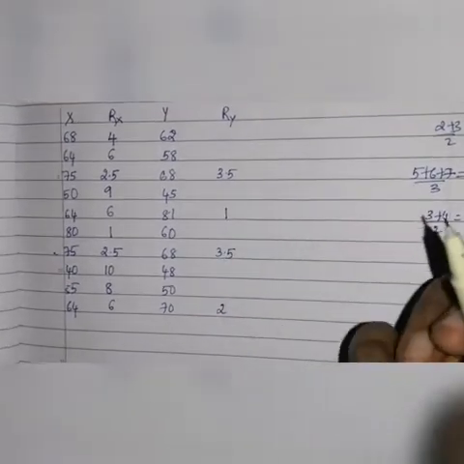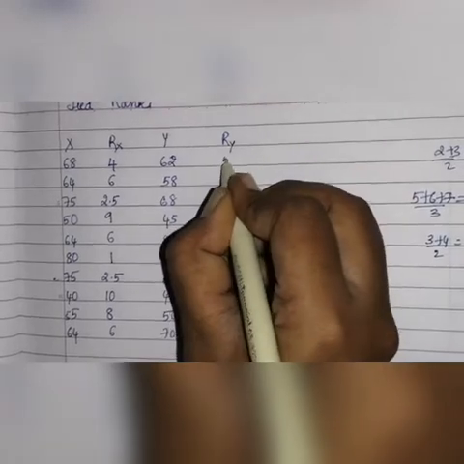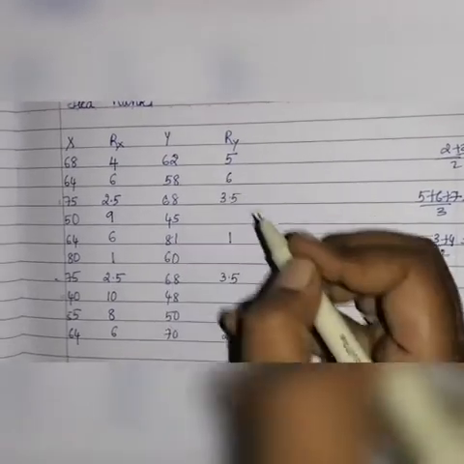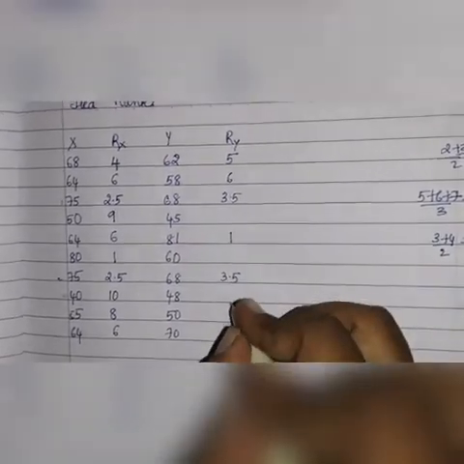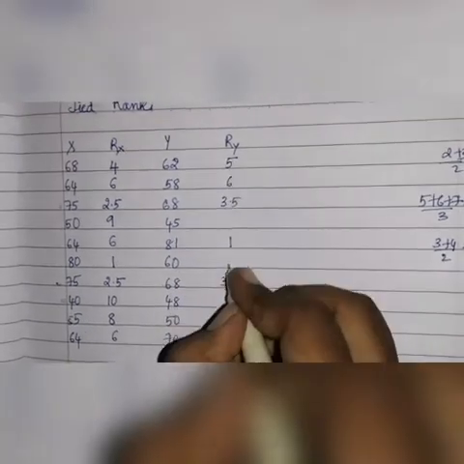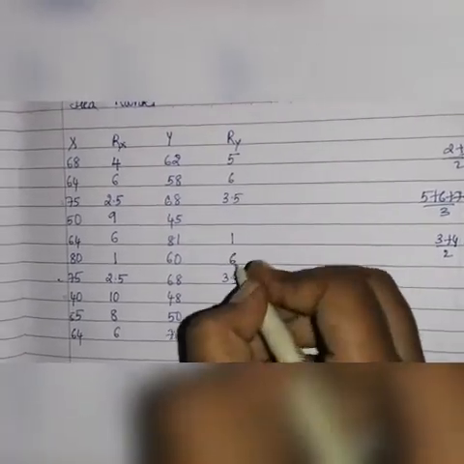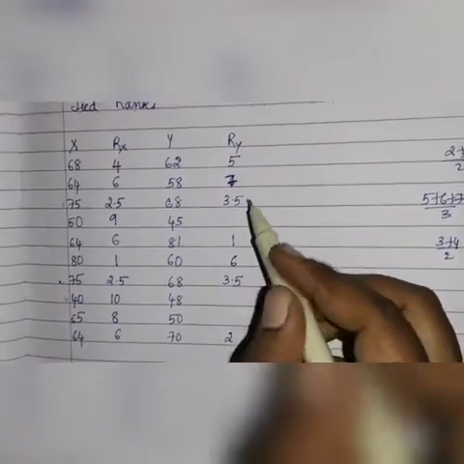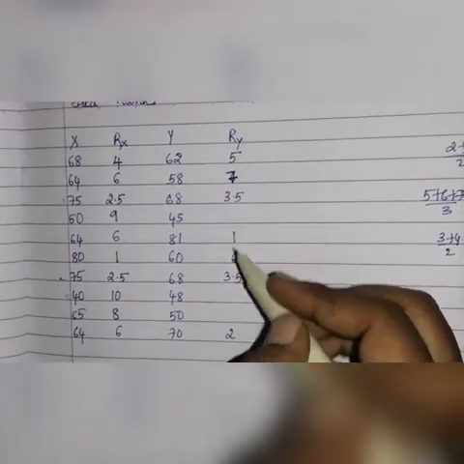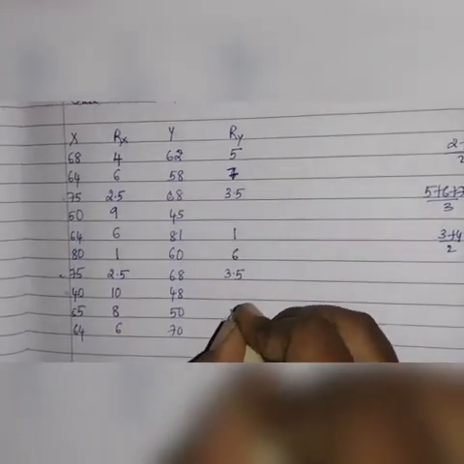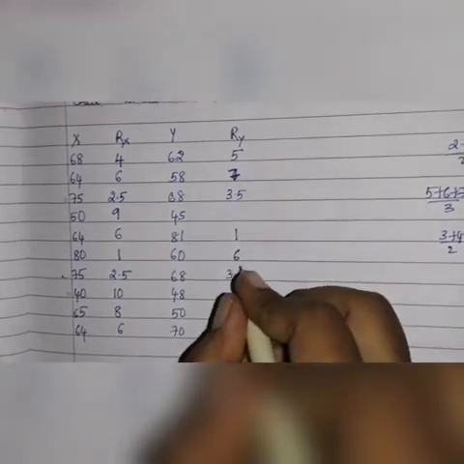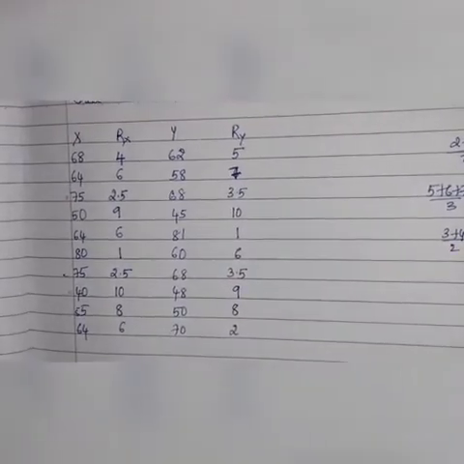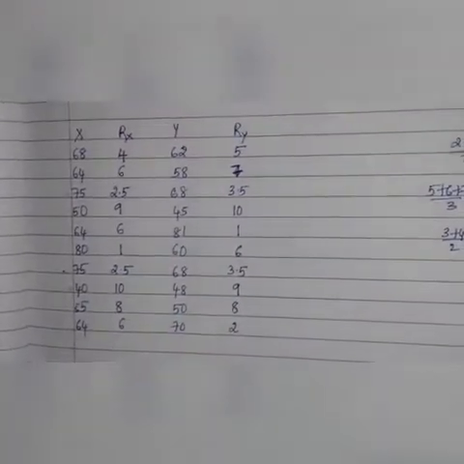4 is done. Now fifth position, 5, will go to 62. Then the next number is 60, so this will be 6. Then after that you have 58, so this will be 7. After 58 the next number is 50, so this will be 8. Then the next number is 48, 9, and this will be 10. So this is how you rank when the values are same in the variables.